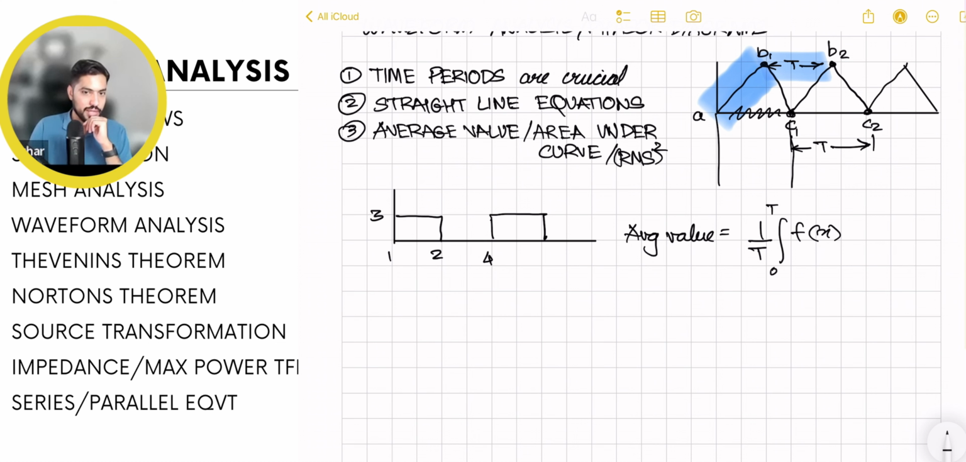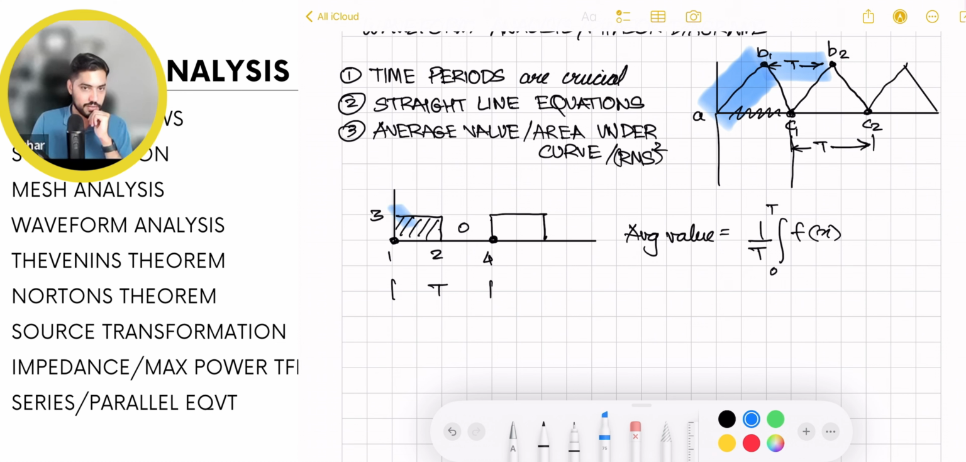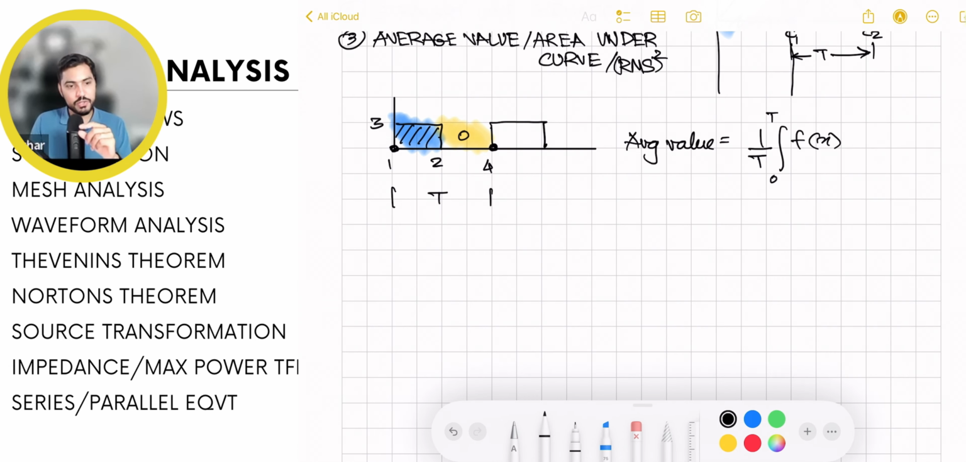In this case, the full time period of this waveform is from 0 to 4. You have a non-zero value over here and a 0 value over here. So the integration that you're going to do over the time period is over the entire piece. Between 0 and 2, the value is a constant, which is 3. Between 2 and 4, the value is 0. And then divided by the time period, which is equal to 4. The reason I bring this up is because when you're dealing with RMS values, you have to square them.